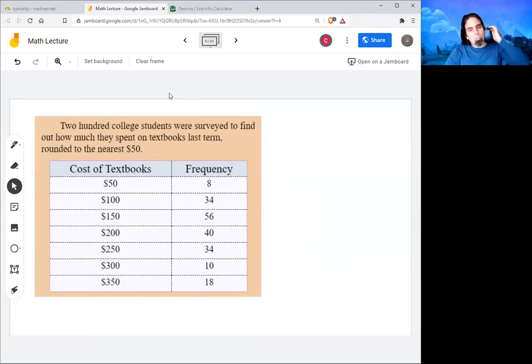So 200 college students were surveyed to find out how much they spent on textbooks that term. The results were rounded to the nearest $50. So we'll need our extra columns. So we have the frequency. This is the counted frequency. Then we might want it as a fraction.